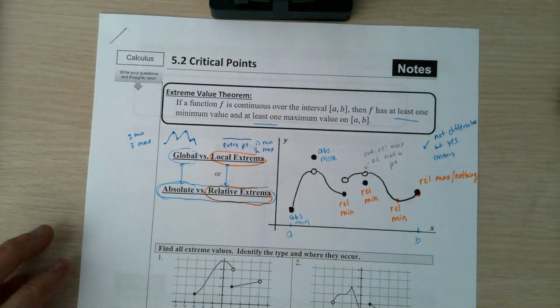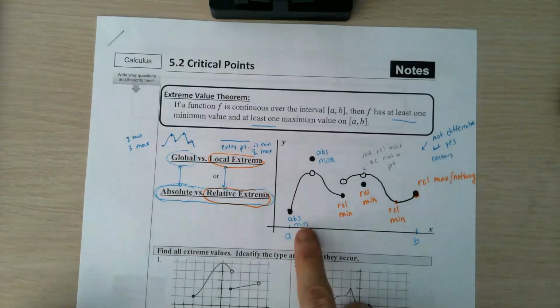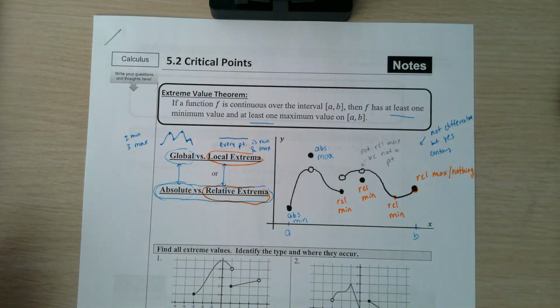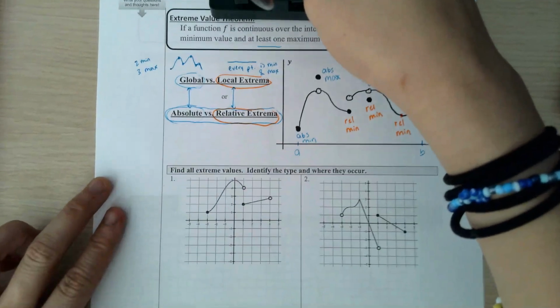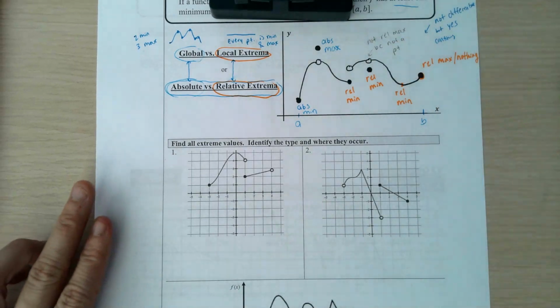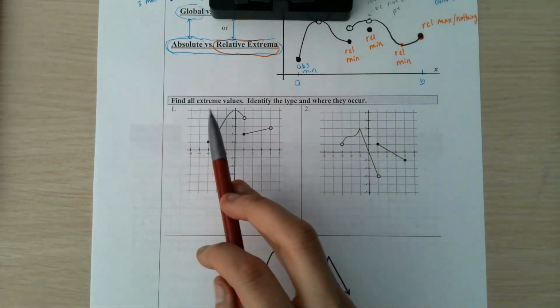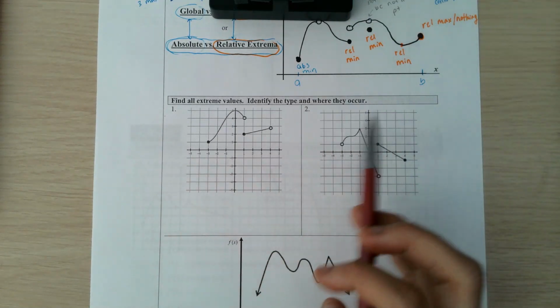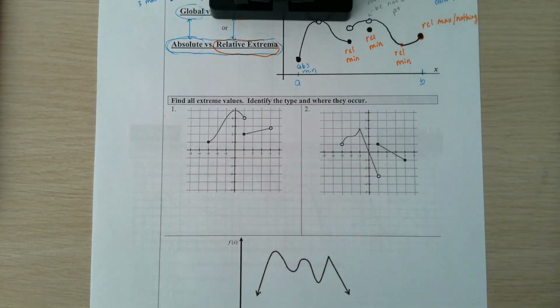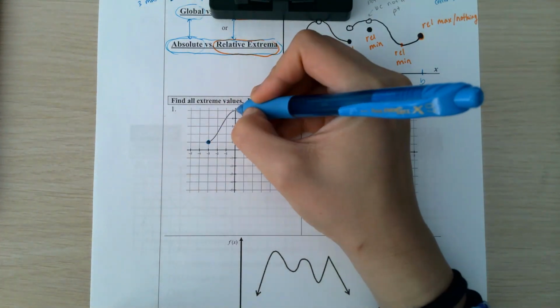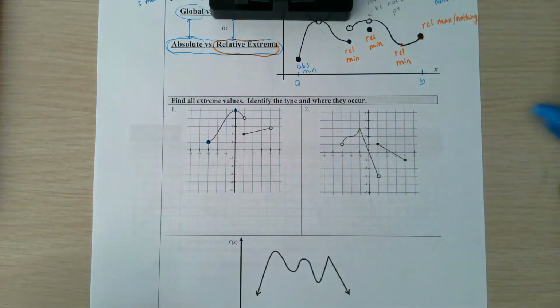Okay, so we always have one absolute min, one absolute max, and then we have the rest. We can have unlimited relative. Okay, so here we go. Now we're going to write it, instead of just labeling on the graph, a little more formal. So it says find all extreme values, identify the type and where they occur. So again, it's easier to start with the absolutes, the globals. So we have our min and max there.